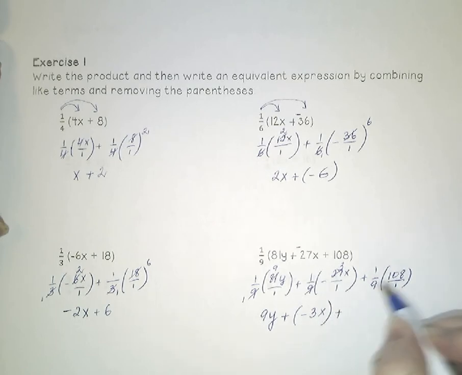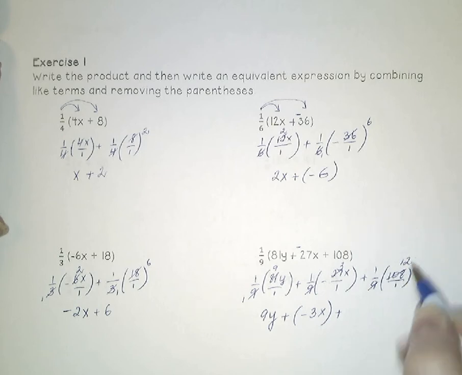And 9 and 108 can be simplified. 108 will turn into 12. 9 will turn into 1. And you have 12 here. Again, all of the terms are not like terms, so we just leave it as is. We are done.